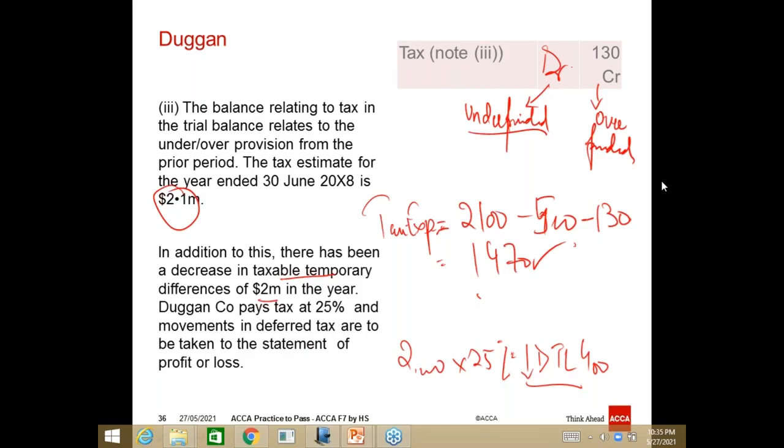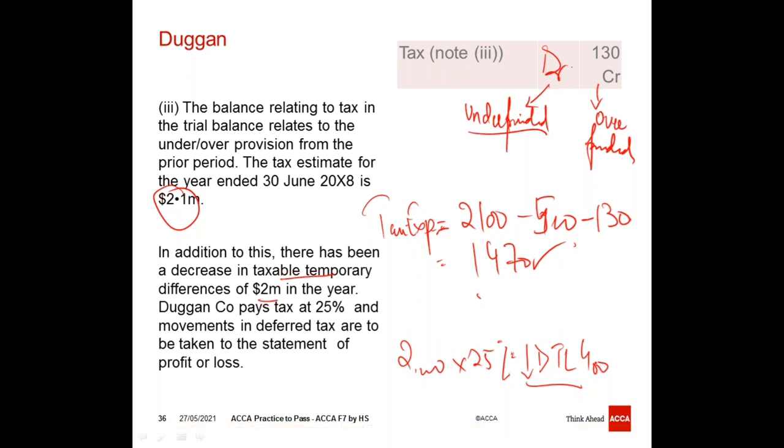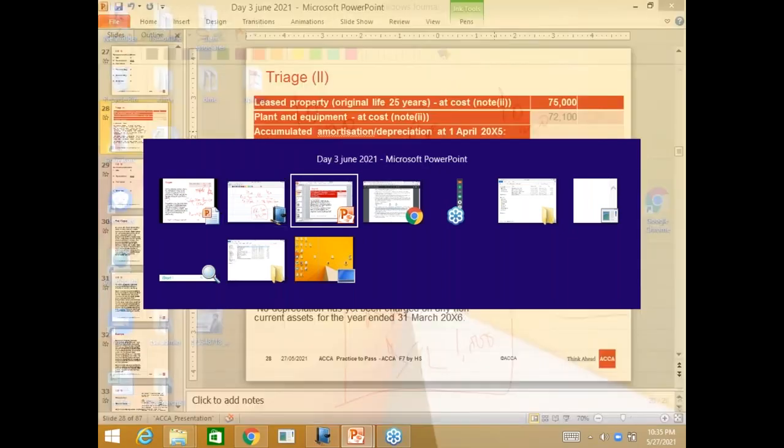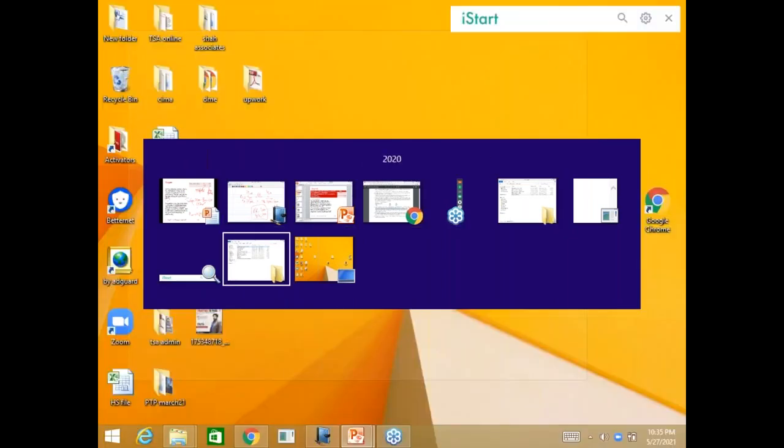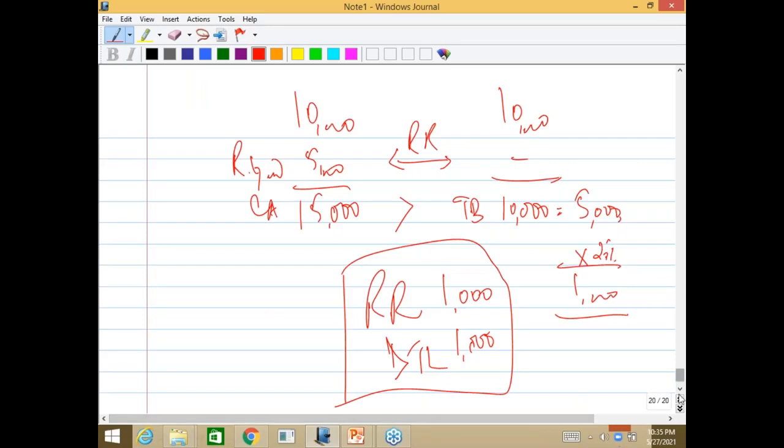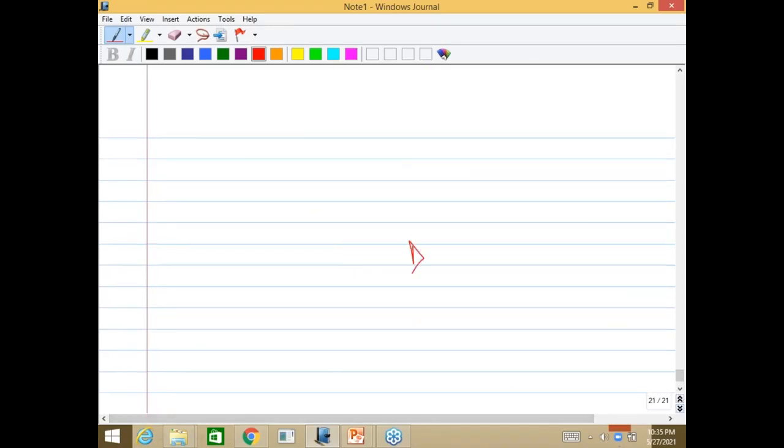Is the 500 on the credit side? 500 means decreasing DTL. The accounting entry should be DTL debit and income statement credit by 500.